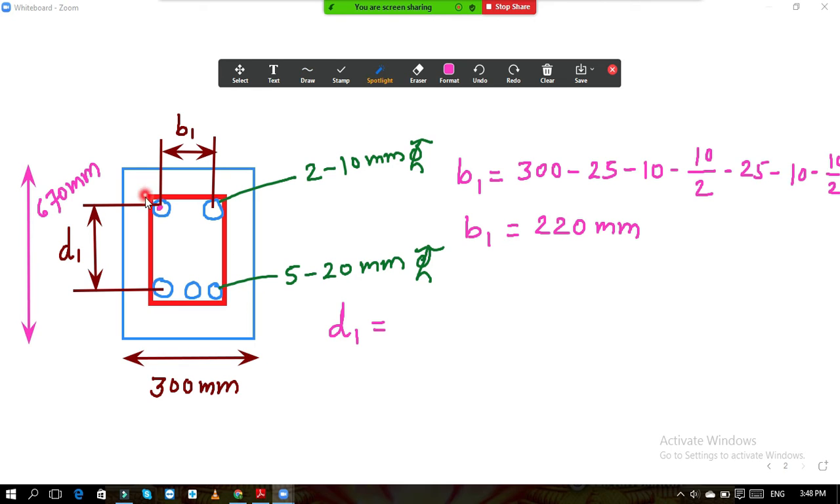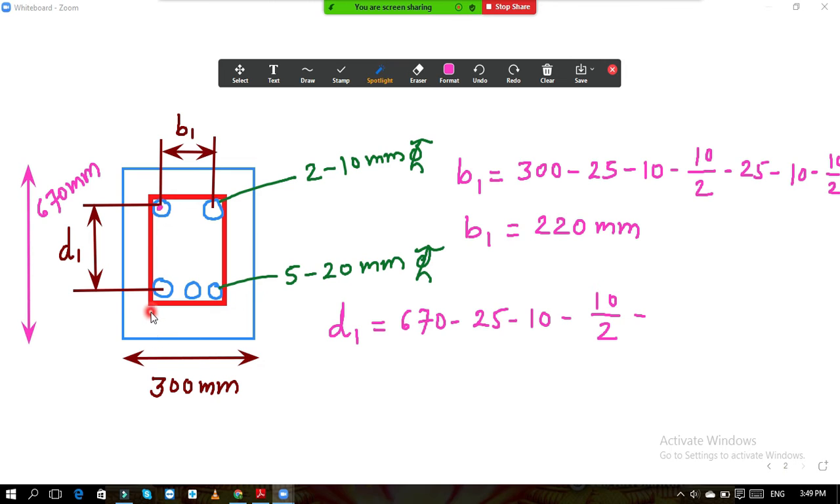Right now I will start from this top point. From top we need to come to the center of this bar, and from bottom also we need to come to the center of this bar. So from top, first of all, the overall depth is 670 minus clear cover 25 minus, now this horizontal stirrup bar, diameter 10 mm, minus from top it is 10 by 2. Similarly from bottom also we should consider the same.